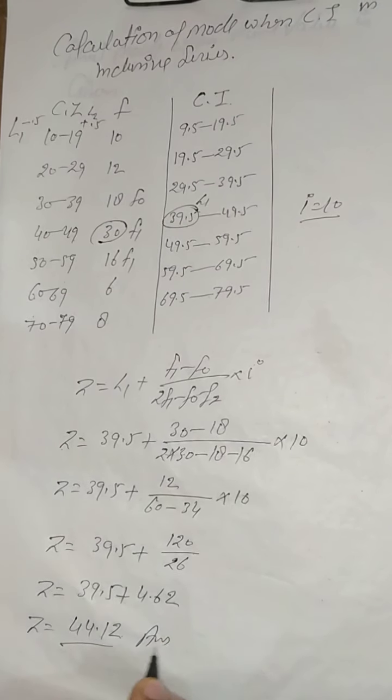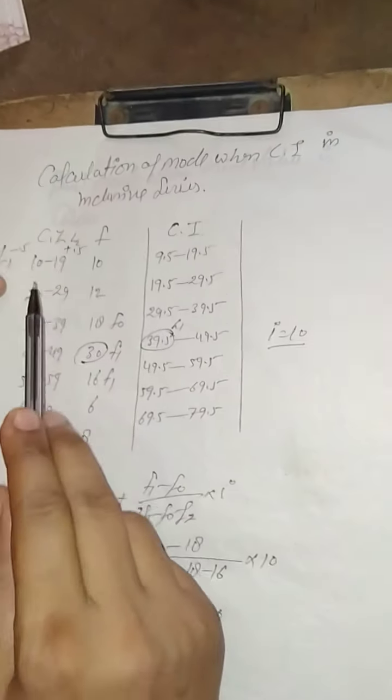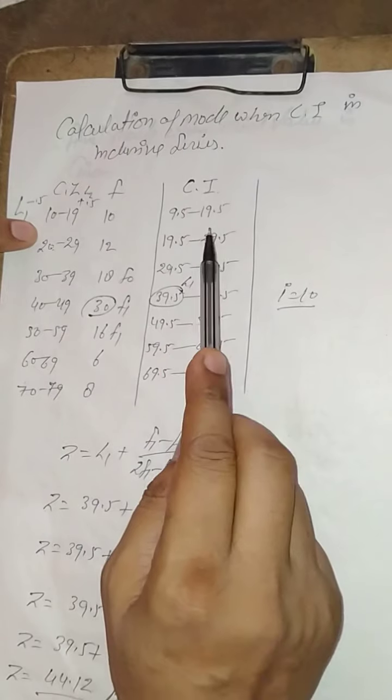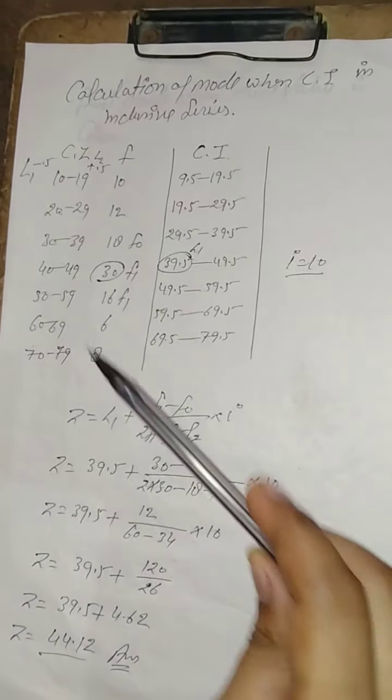That's your answer. Clear beta? So when the question is given as an inclusive series, first of all you will correct its class interval, and after that you can apply the formula and the question will be solved.